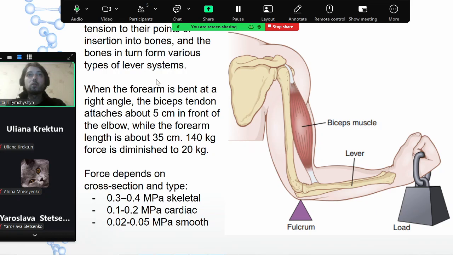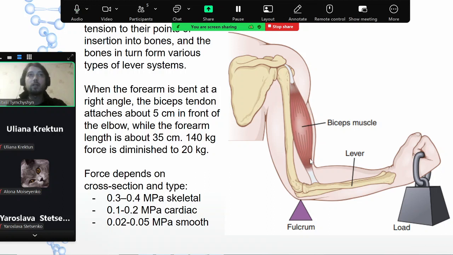Here is an example. When the forearm is bent at a right angle, the biceps tendon is attached something around 5 centimeters in front of the elbow, while the forearm length is something like 35 centimeters. If you calculate all in all, you should apply a force that is much bigger than the load that you are carrying in the hand, because here the lever works in the direction that we probably would not like, but here's how that looks.